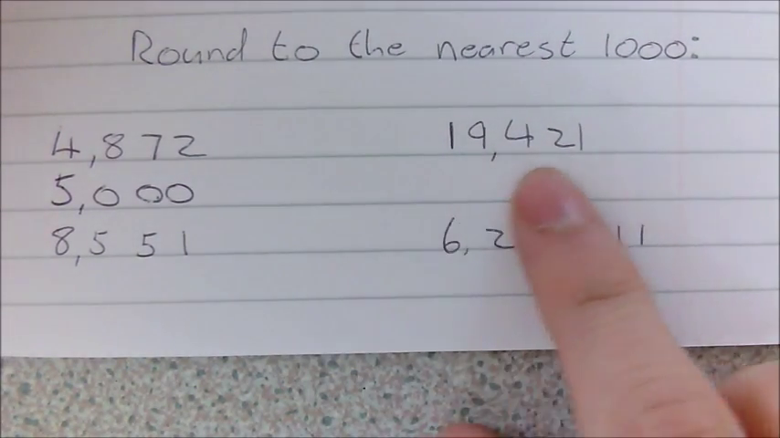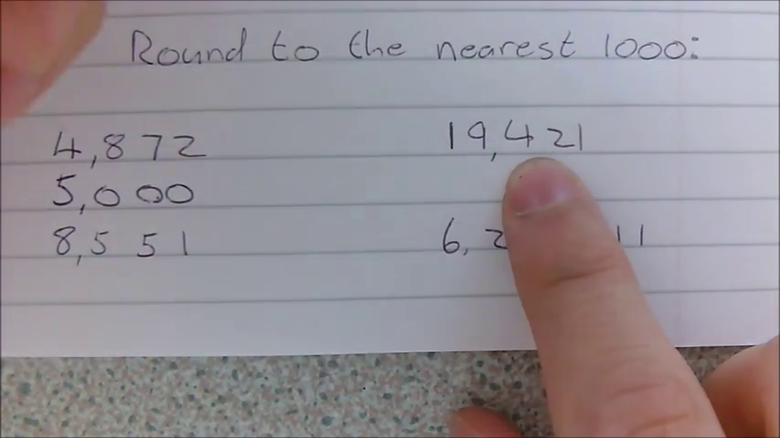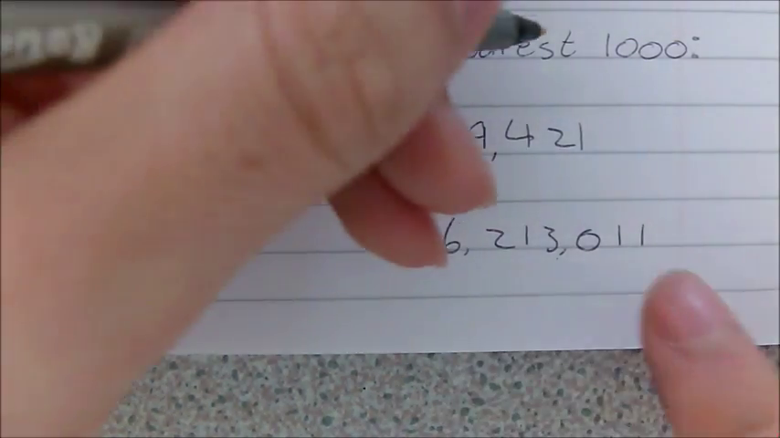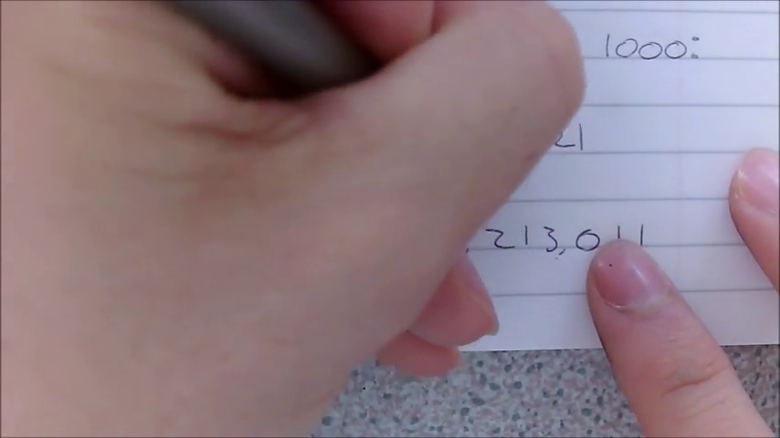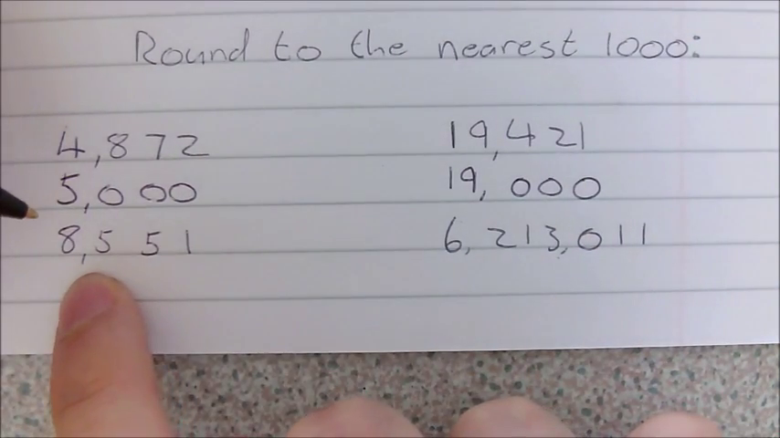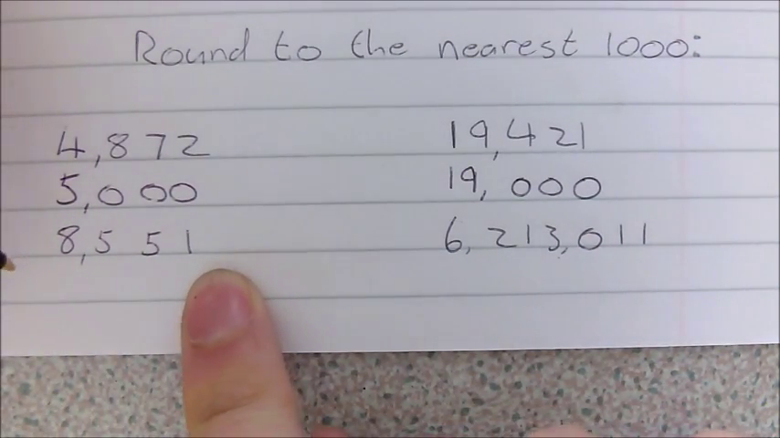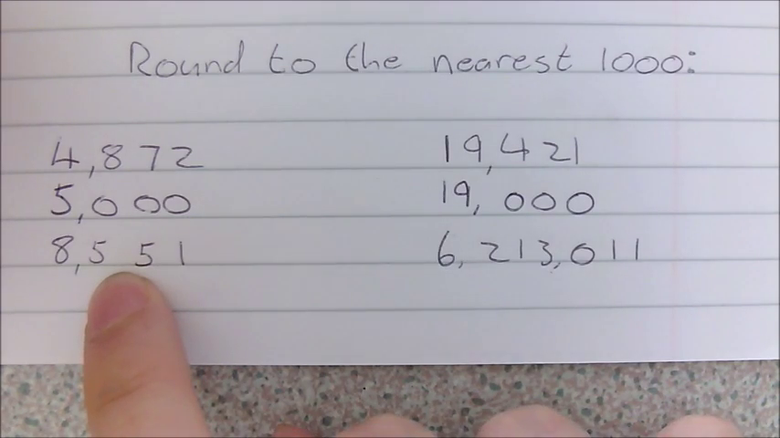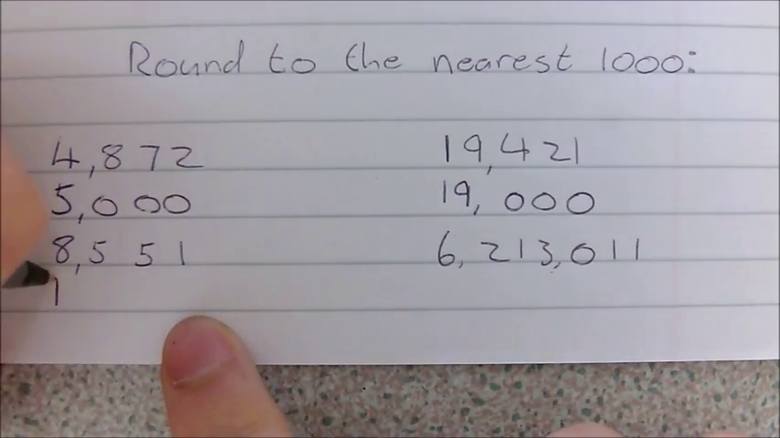In 19,421, the hundreds column is a 4, so it's below 5, so we round down to 19,000. In 8,551, the hundreds column is a 5, so it's 5 and above, so we round up to 9,000.